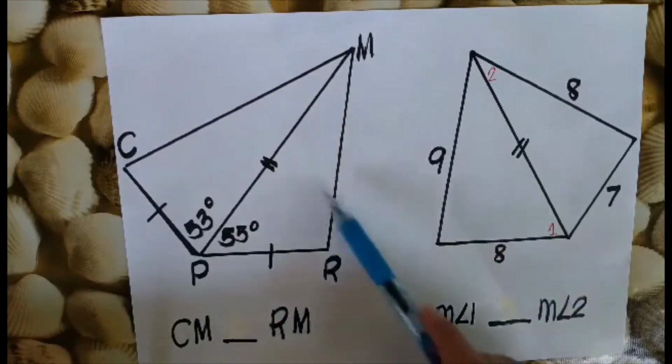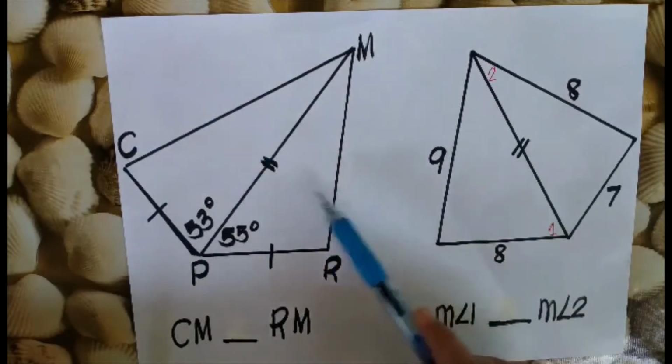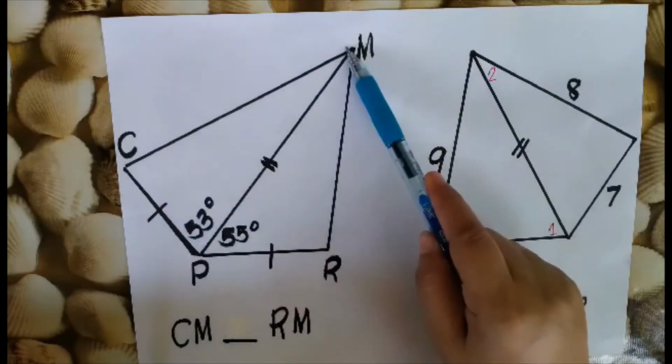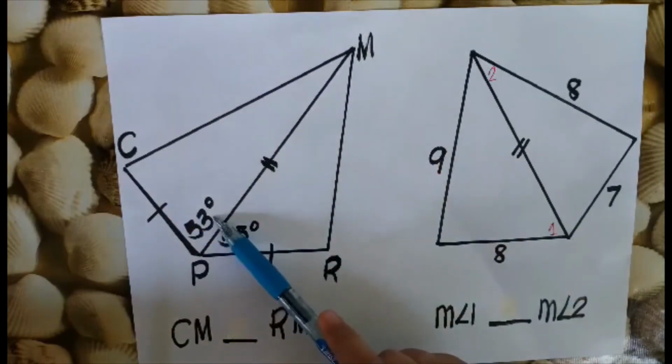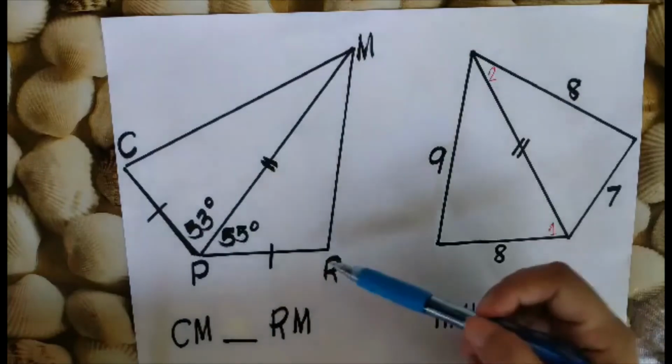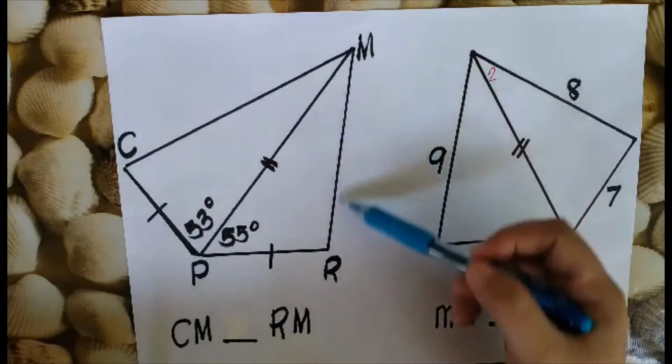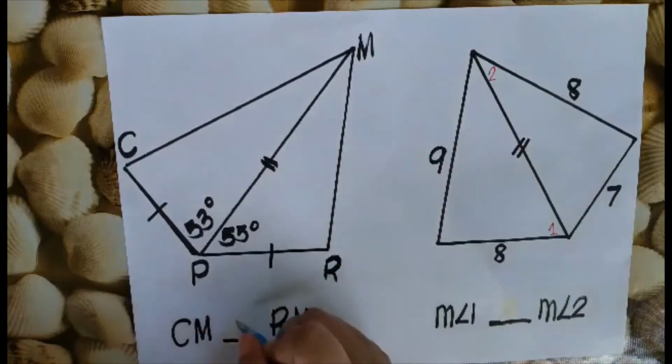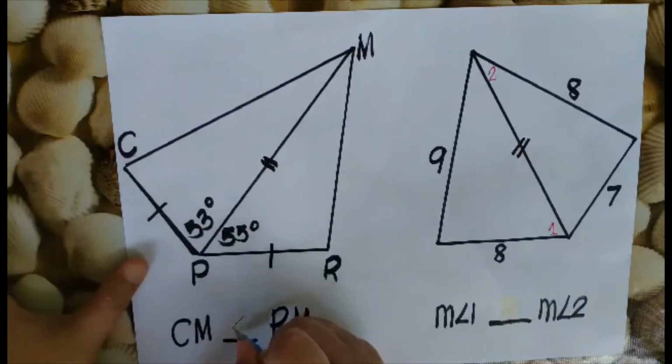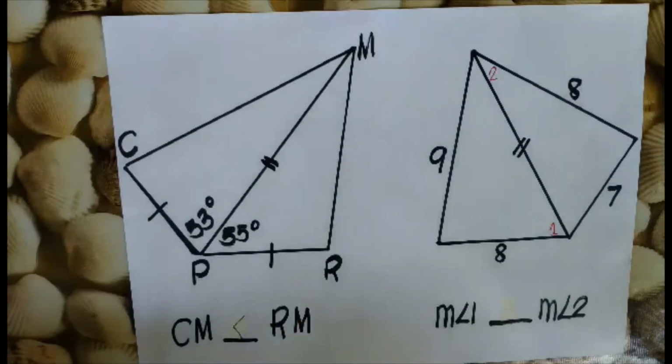So we have to compare the length of these two sides. CM, since it is opposite the smaller angle, is less than RM, since this is opposite the bigger angle. So this will be your symbol. CM is less than RM.